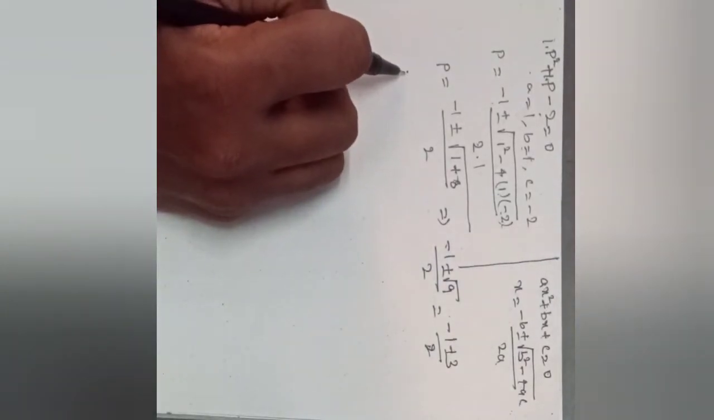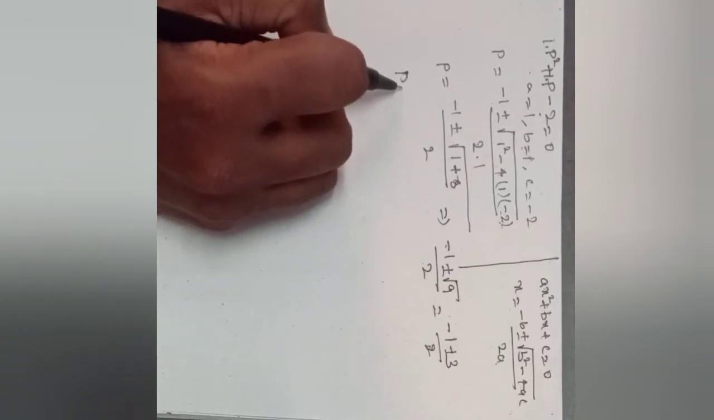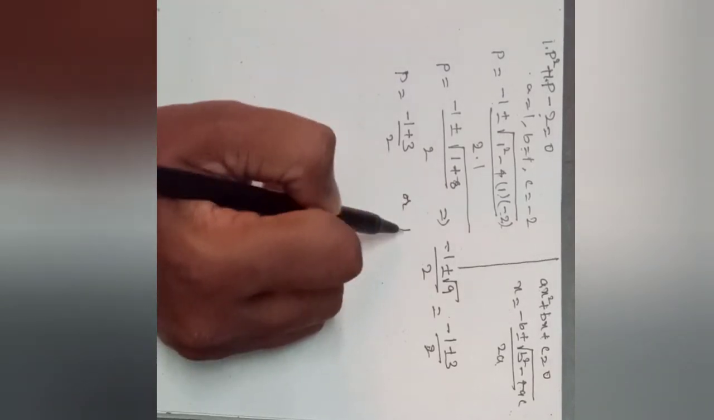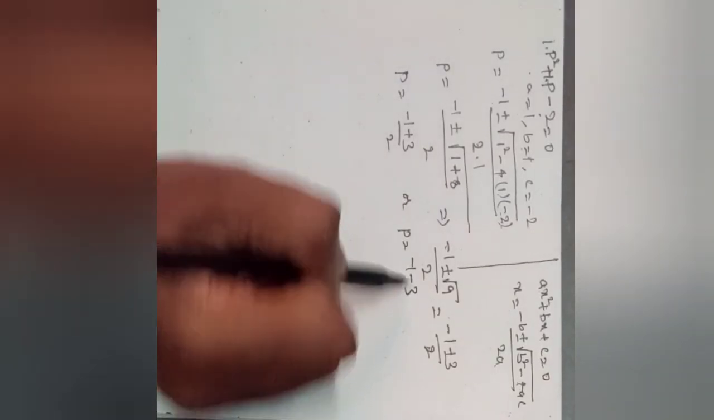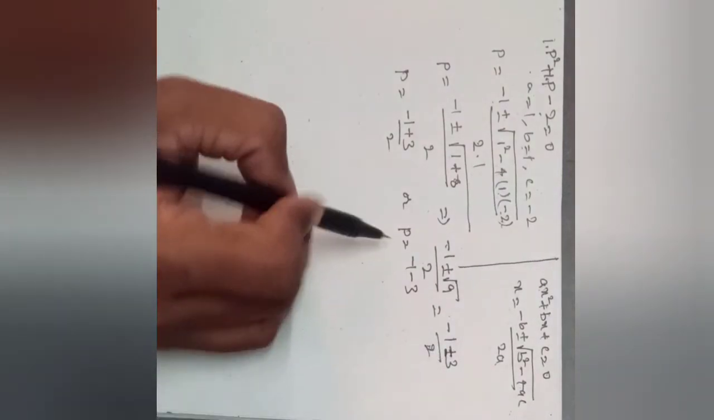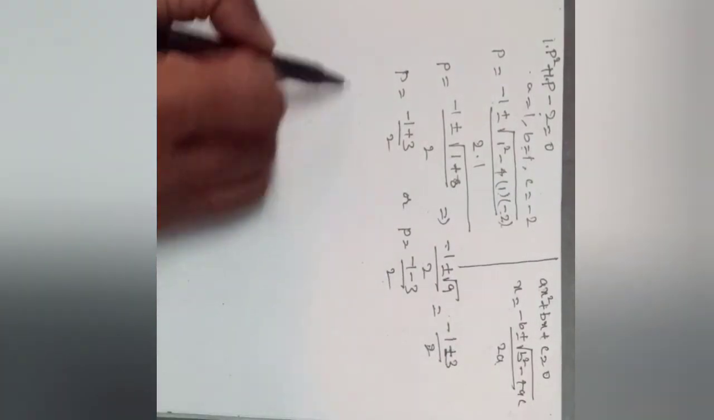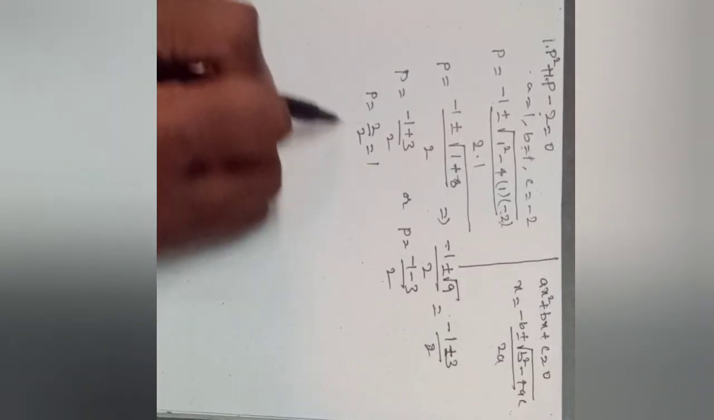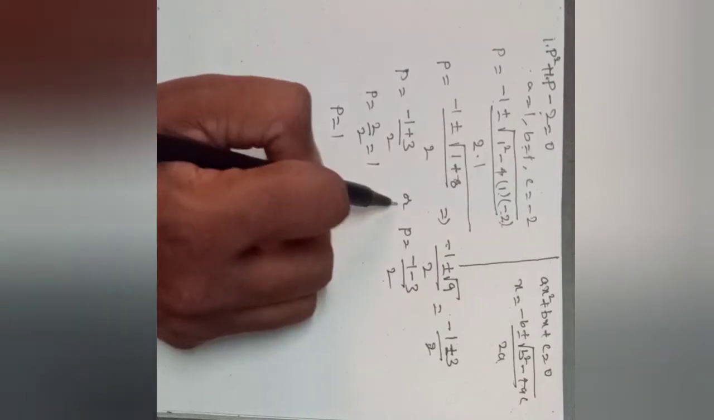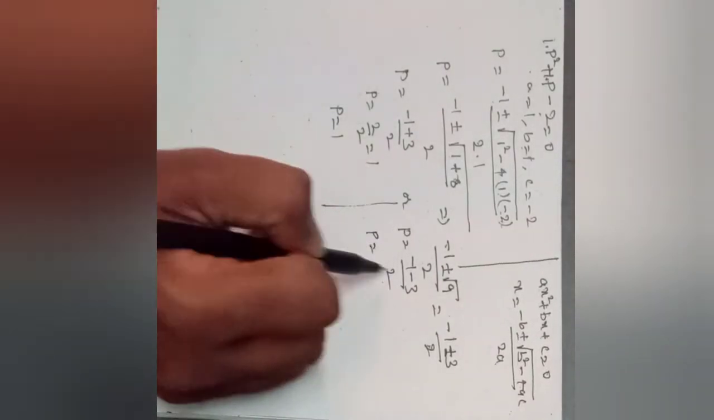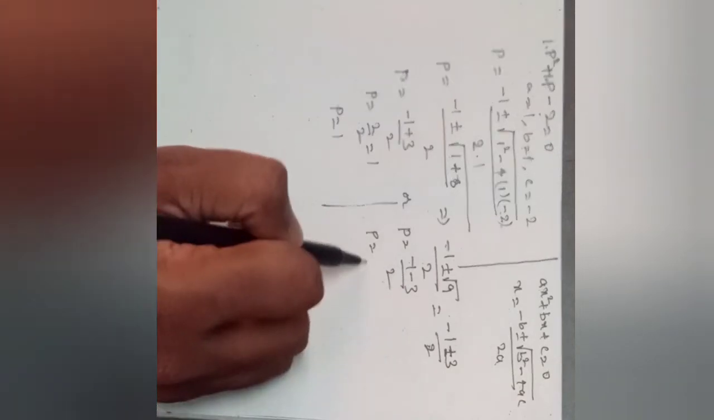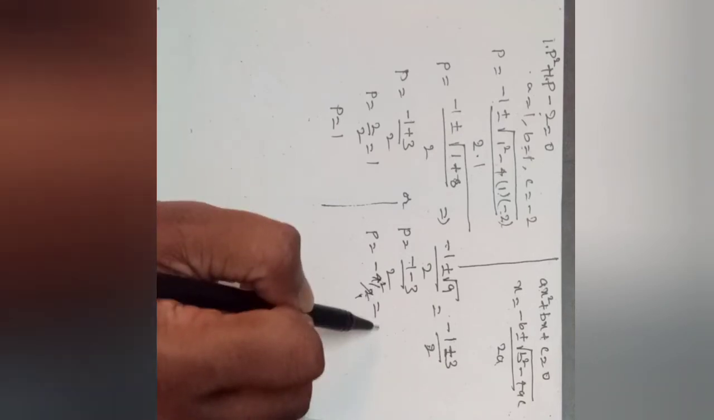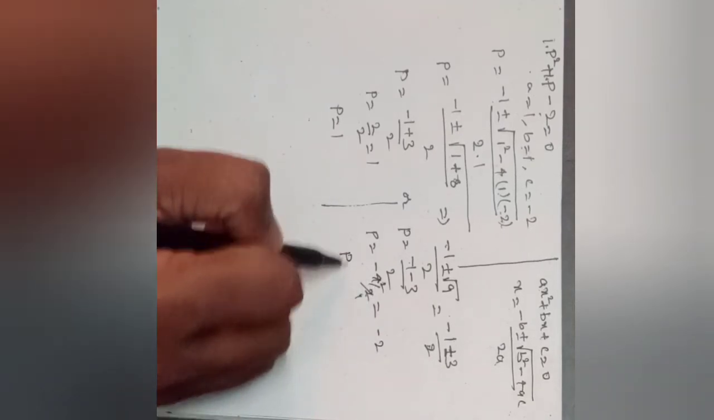So we will get two values of p. p is equal to minus 1 plus 3 by 2, or p is equal to minus 1 minus 3 divided by 2. So p is equal to minus 1 plus 3 is 2, divided by 2 is equal to 1, then p value will be 1. Similarly, p is equal to minus 1 minus 3 is minus 4 by 2, that becomes minus 2, then p is equal to minus 2.